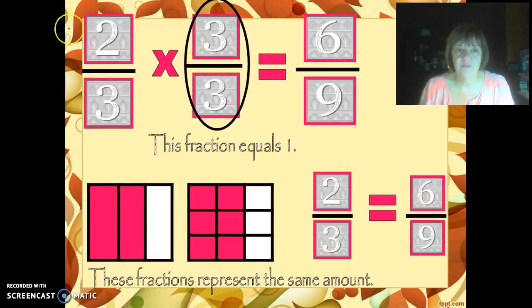Here's another example. 2/3 and 3/3. All right? 2/3 times 3/3. This is just a 1. Right? It equals 6/9. And here another example, another box. 2 out of the 3. Same area colored. 2 out of the 3, but we cut it up some more. So this whole box is 9. So 2/3 is equal to 6/9. They represent the same amount.